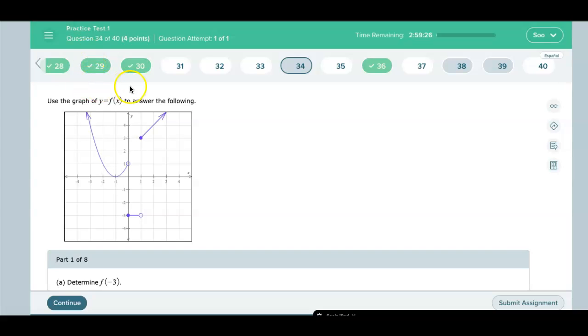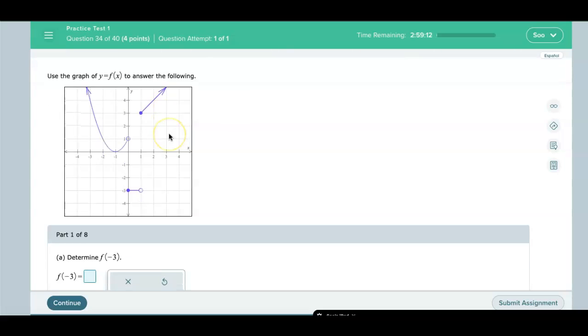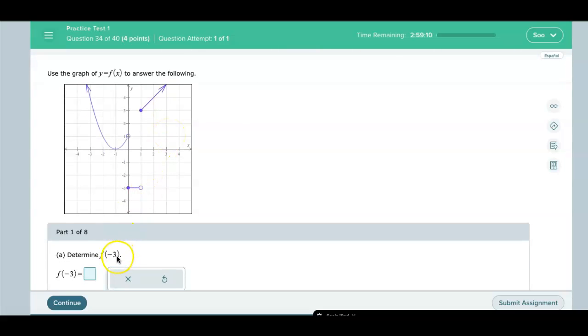I'm going to try this one. Just picking a couple ones that I don't have to use my notepad. This is number 34. Number 34. Use the graph of f of x to answer the following. First question they want is f of negative 3.